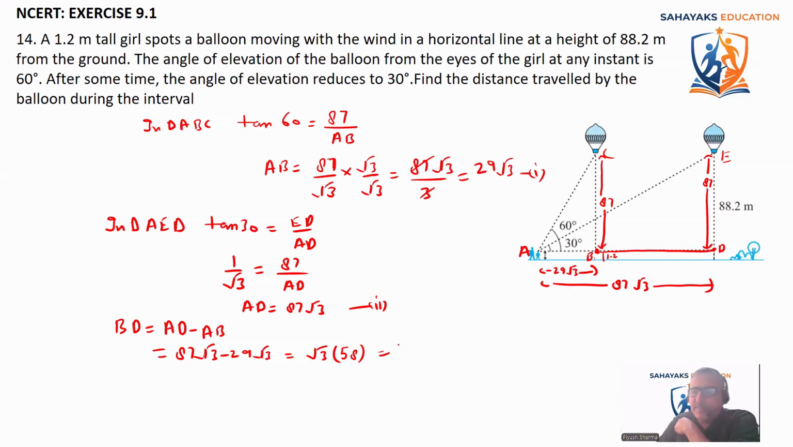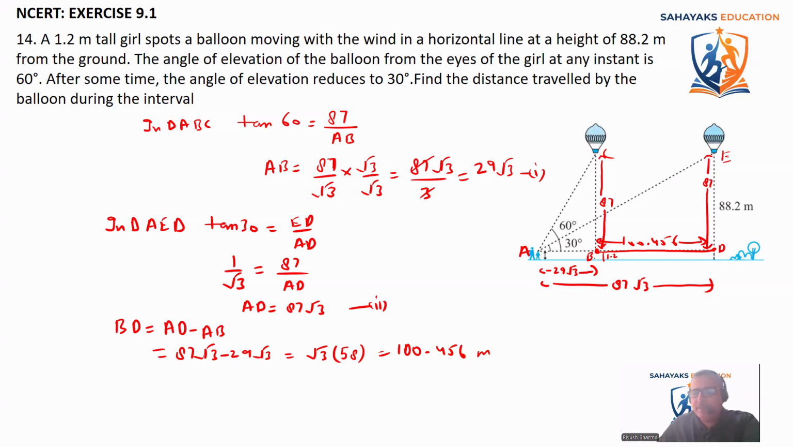It comes as 100.456. So the distance traveled by the balloon is 100.456. See, in some questions, they can also ask that it has traveled that distance within 3 seconds, 5 seconds, 10 seconds, and then you find the speed of the balloon. So when we have the distance and the time, from distance and time we can find the speed.